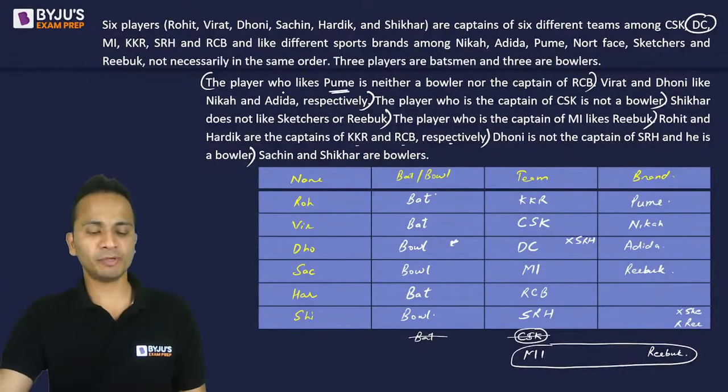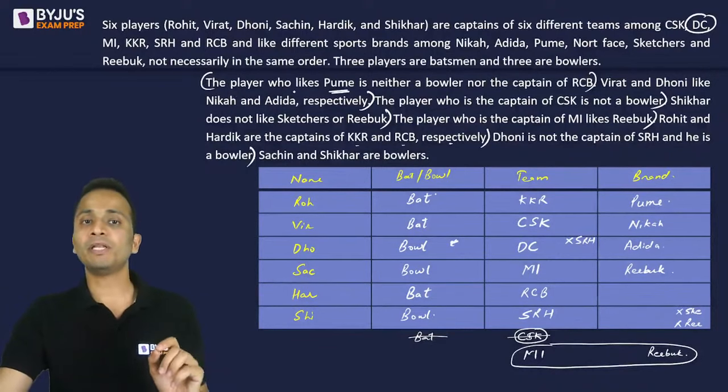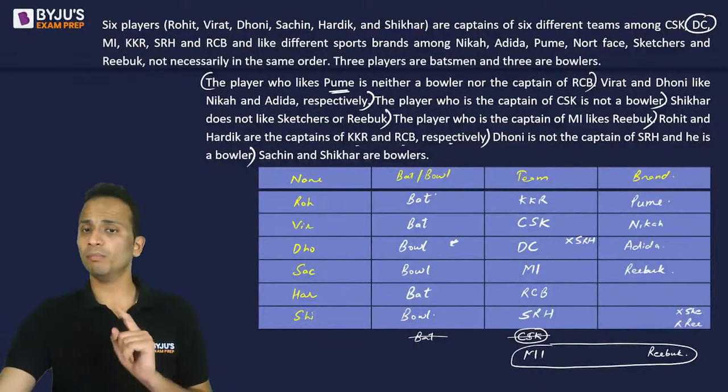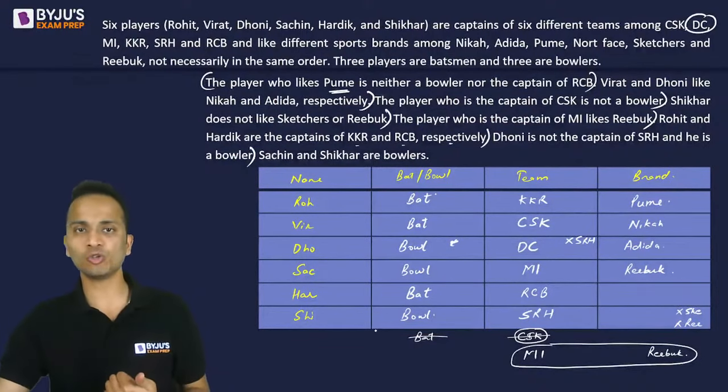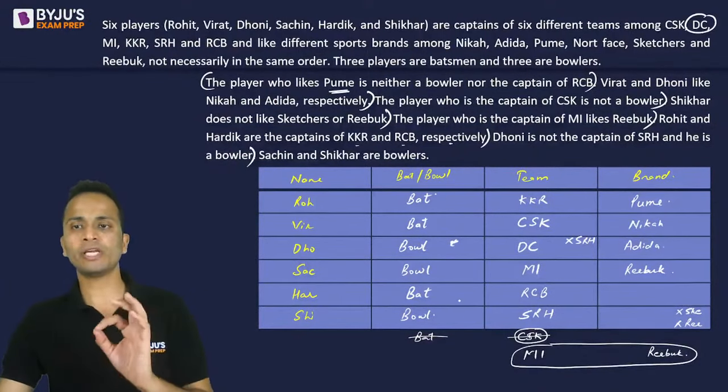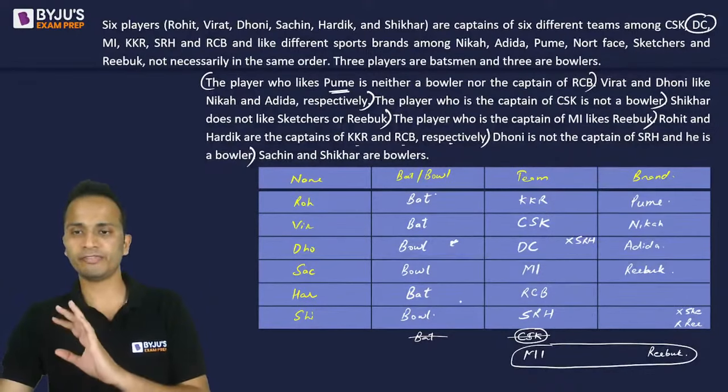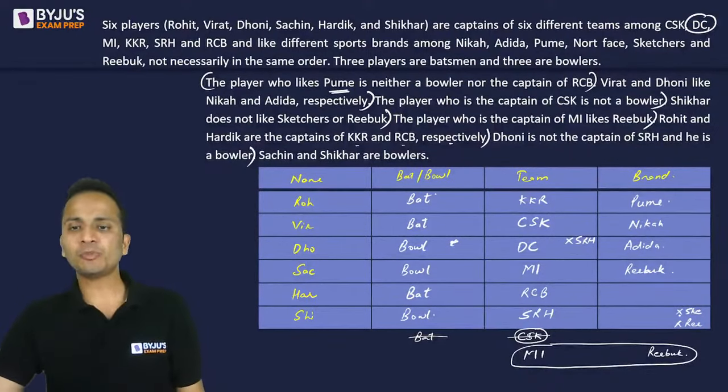So the first statement, which I had left for the end: the player who likes Puma is neither a bowler, so it cannot be Shikhar, nor the captain of RCB, so it cannot be Hardik. So there is only one person left, Rohit. Done. Now the last person, Shikhar, cannot like Skechers.